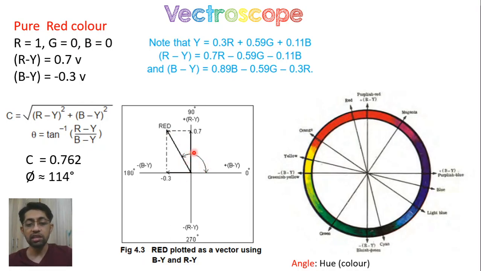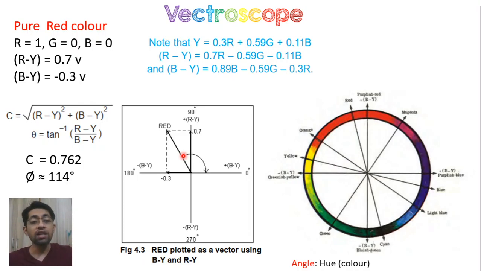So this is nothing but approximately a 114 degree angle, and the length of this vector is nothing but 0.762. Now here we have calculated the angle corresponding to pure red color. Now we can say that any color is a combination of RGB in a suitable proportion.